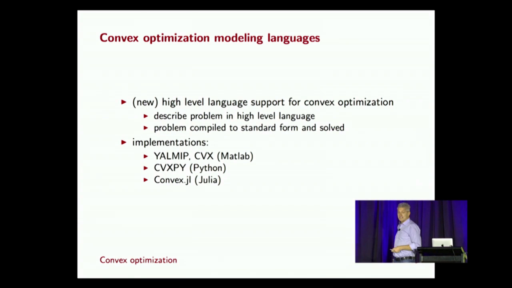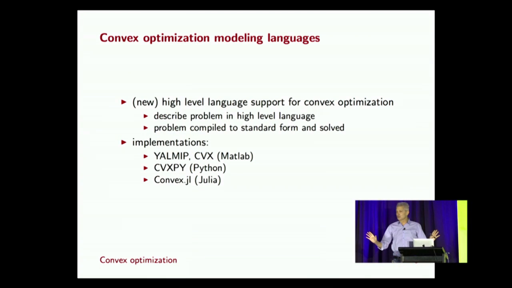So that's CVXPY. It's a Python implementation of this. And there's several others, right? There's one in Julia that's Convex.jl, and there's a project just started to bring these things to R. So, but don't hold your breath, but we'll see how that works.